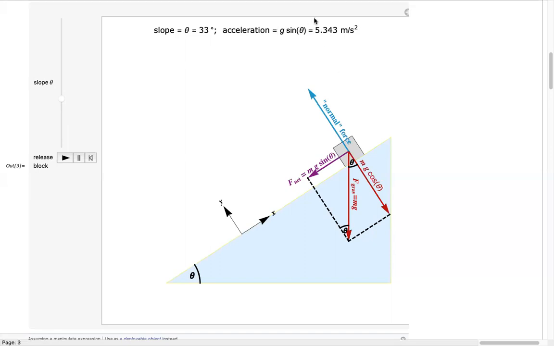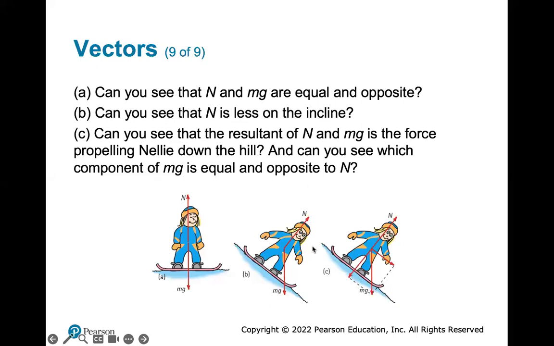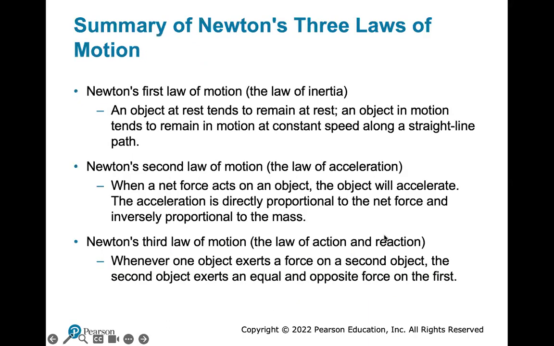Let's go back to the Microsoft PowerPoint. There we are. So we saw that the N decreases as the slope increases.